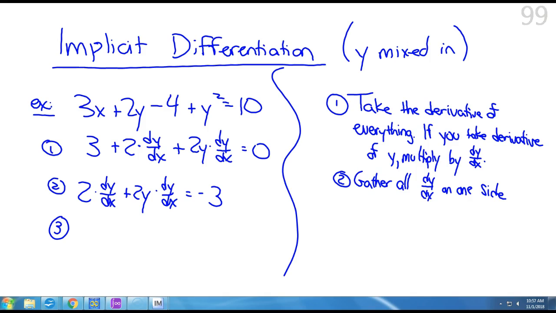Yeah, I'm going to factor it or reverse distribute it, so I'm going to get dy over dx times 2 plus 2y. So like, Naomi, you're going to divide eventually. Yeah. Okay. So factor out the dy dx.